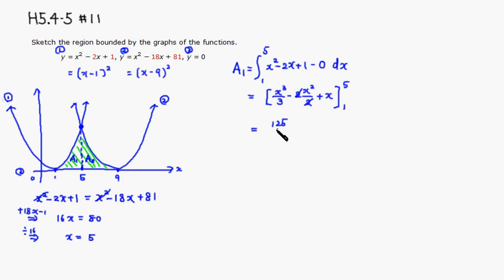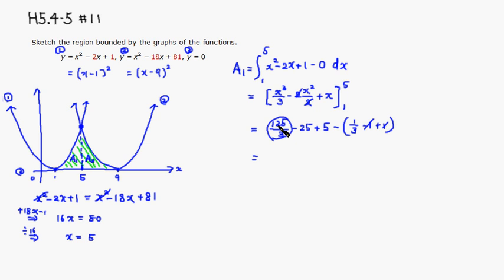125 over 3. Plugging in 5, so minus 25, plus 5, minus, plugging in 1, so it's 1/3, and plugging in 1 here, so it's 1 squared, so minus 1, and plus 1. So negative 1 and 1 cancel out, and so maybe you put these two guys together.